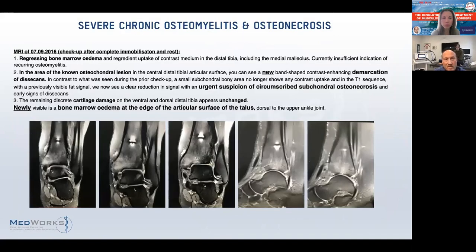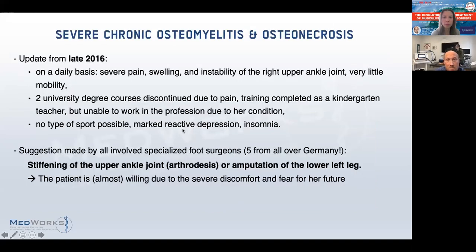After 7 weeks of complete rest and immobilization in a plaster, there were some parts that were a little bit better, but some parts getting even worse during this time in the plaster. As you can see here, the bone marrow edema was much more terrible. Here, osteochondrosis zones, no cartilage anymore, and the pain was still there and not getting better. Then the specialists she went to, 5 specialists of foot surgery in Germany, all told her the only possibility is a stiffening of the upper ankle or amputation.